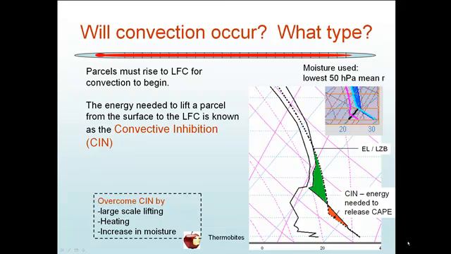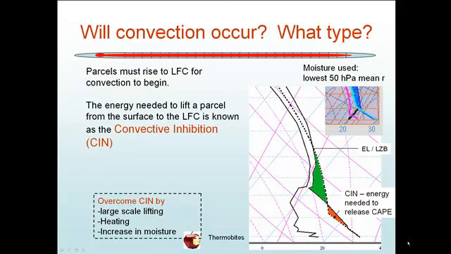Firstly, you see in the inset how we calculate a level of free convection. Typically, it's by having a surface temperature and a dry adiabat up which parcels will ascend, and the mean mixing ratio for the lowest 50 hectopascals. You can see in the trace that there's a green area, a positive area between the level of free convection and the equilibrium level, otherwise known as the level of zero buoyancy, but then the red area represents the convective inhibition, the energy needed to release the CAPE.